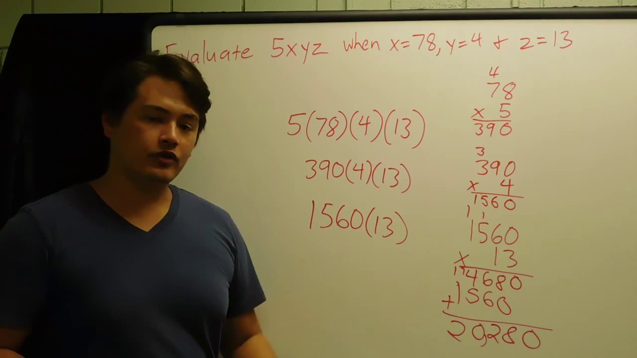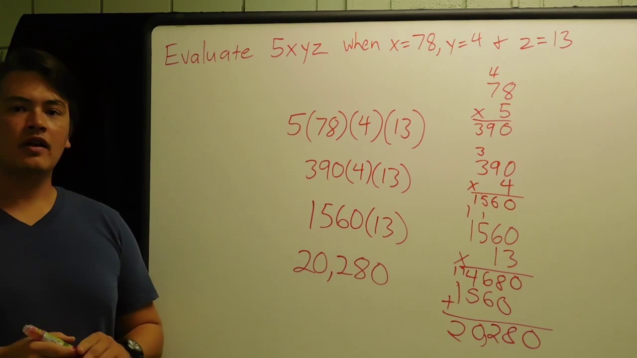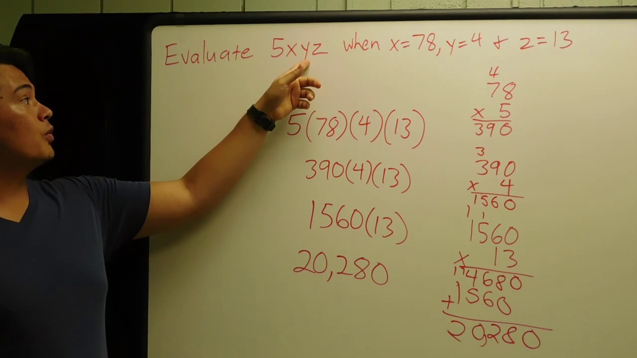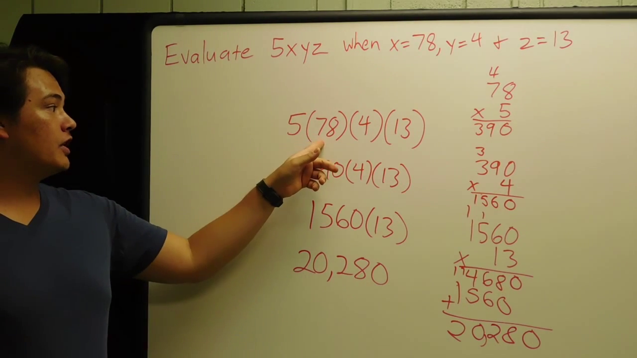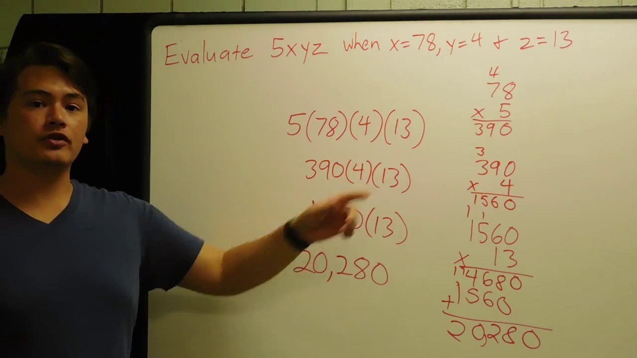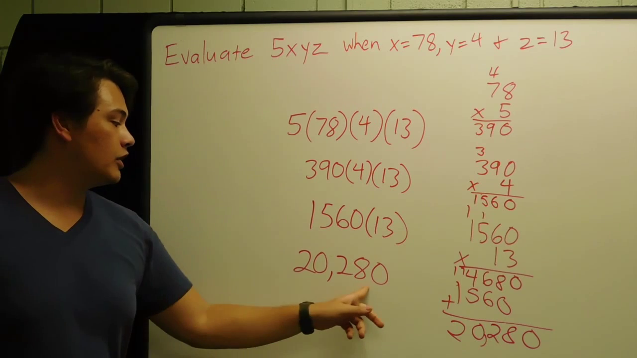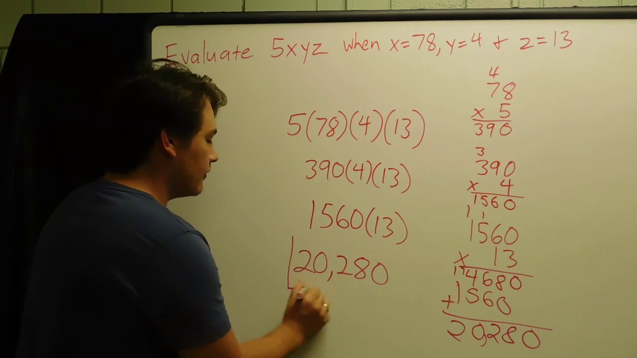1,560 times 13 is going to give us 20,280. So 5 times x times y times z is going to be 5 times 78 times 4 times 13. And these multiplied all together are going to give me 20,280. And this will be my final answer.